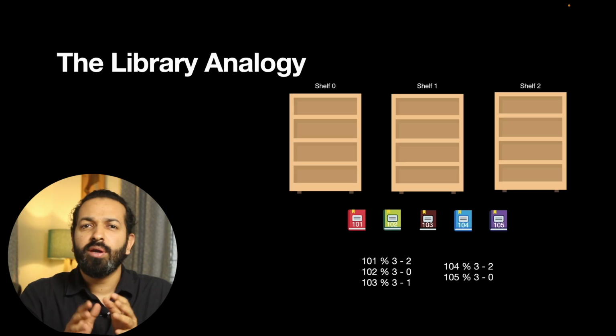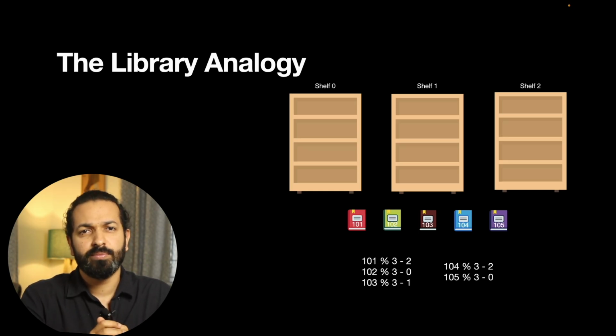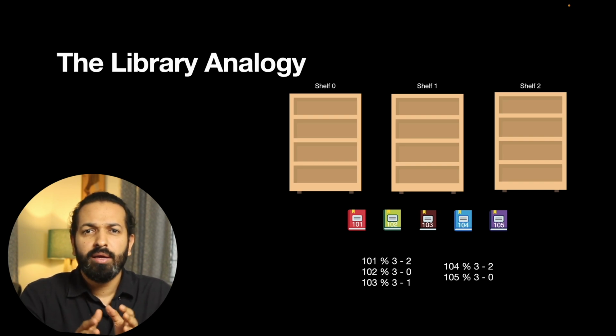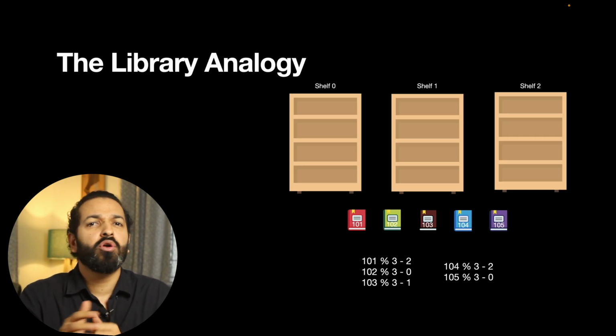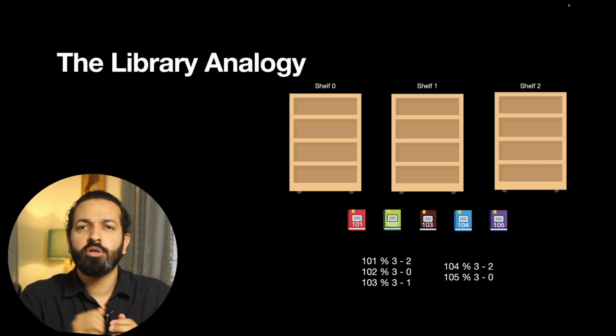So imagine that you are running a giant library. You have books with IDs, let's say 101, 102, 103 and so on. And you have a row of bookshelves, shelf 0, shelf 1, shelf 2. Now for deciding which book should be placed where, you do something simple. You decide a formula based on the modulo operator. So book ID modulo number of shelves will give you the shelf in which that particular book should be kept.